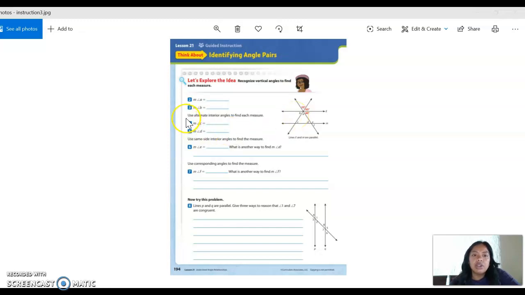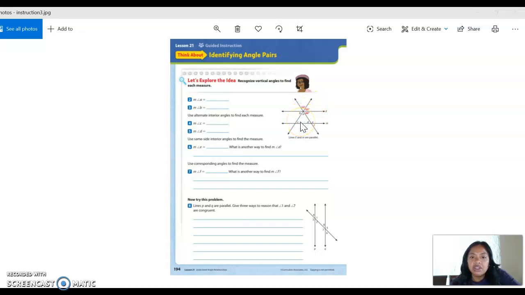The next one, use alternate interior angles to find each measure. So as you are looking at it, try to erase in your mind the other transversal that you see. They're asking for the measure of angle C. Here's angle C. Angle C is corresponding to this angle right here, so ignore the other line. Since this angle is 65, angle C is corresponding to that angle.